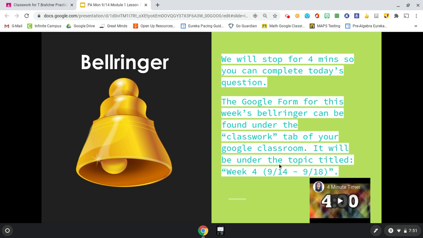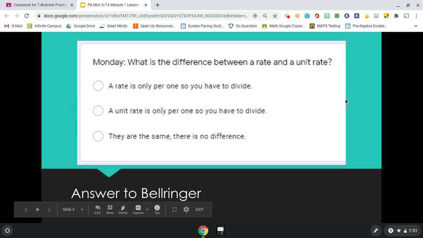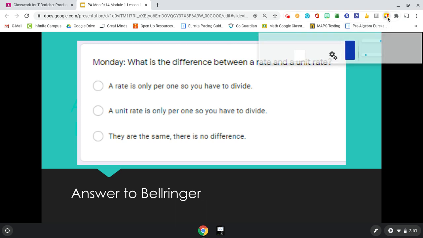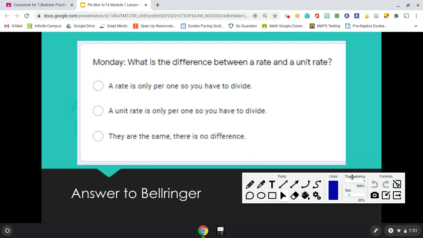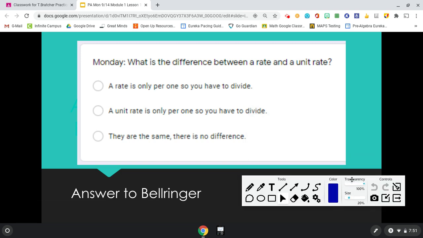So for your bell ringer today, it said, what is the difference between a rate and a unit rate? So a lot of people really were messing up on the vocabulary in our topic A quiz. And so that's why we put this back on here. So remember, one of the most important things, the rate is still there, but this word, unit. Okay, that should indicate to you that your denominator needs to be per one item. Okay, so a rate is only per one.